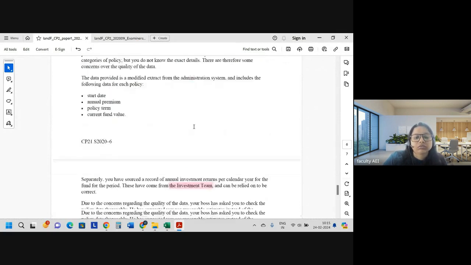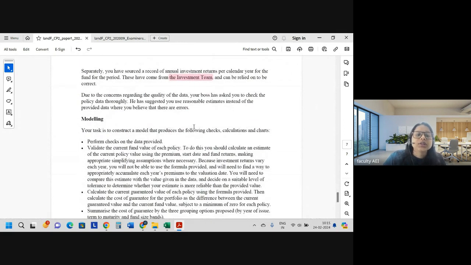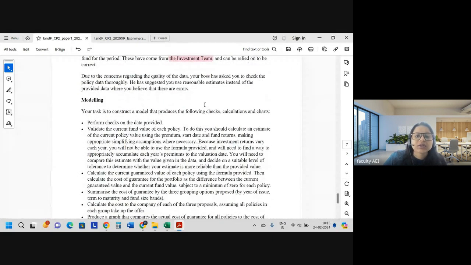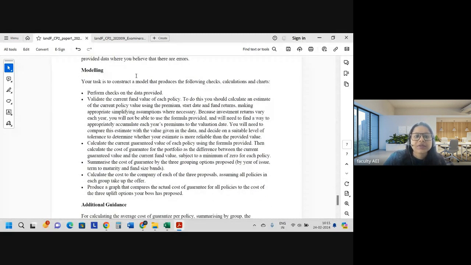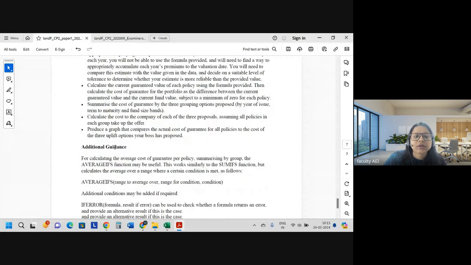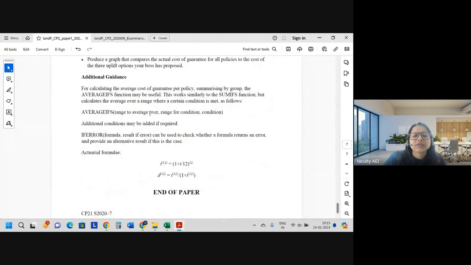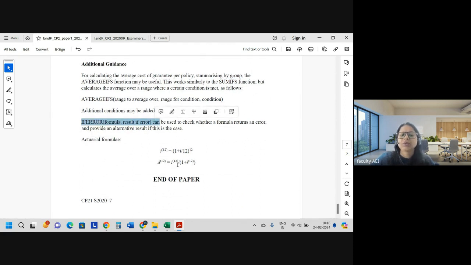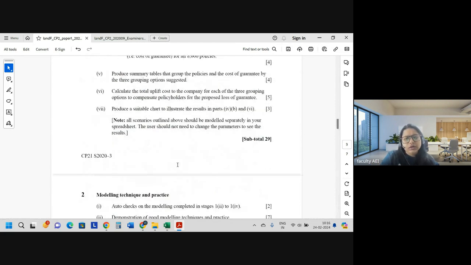Source of the data is in the data section. Due to concerns regarding the quality of the data, your boss has asked you to do the data checks in the modeling portion. They've given AVERAGEIF for calculating the average cost of guarantee; you can use the AVERAGEIF function. This similarly works, so you can also use SUMIFS and COUNTIFS instead of AVERAGEIFS. IFERROR handles any error. They have explained this formula for I-12 and D-12.